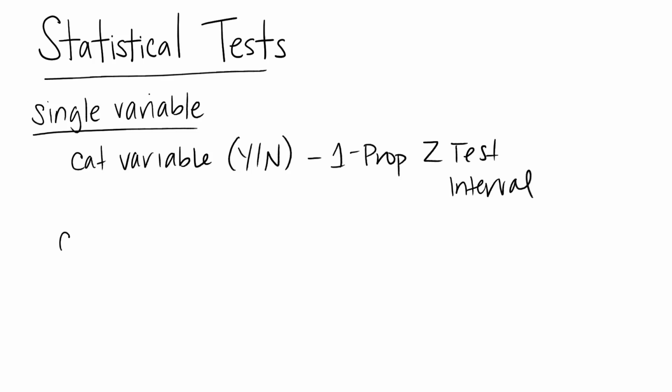The next situation is if we have a quantitative variable. So now if we're looking at GPA or age, if we have a quantitative variable, the only thing we can really do is start looking at its mean. And this is when we would be doing a one sample t-test.